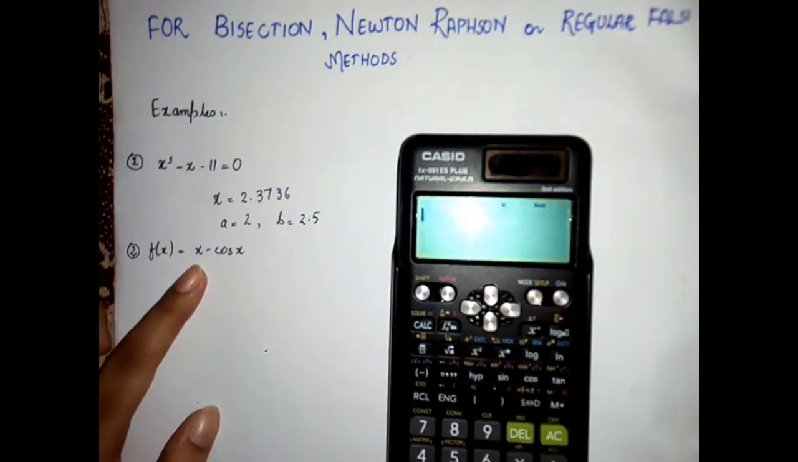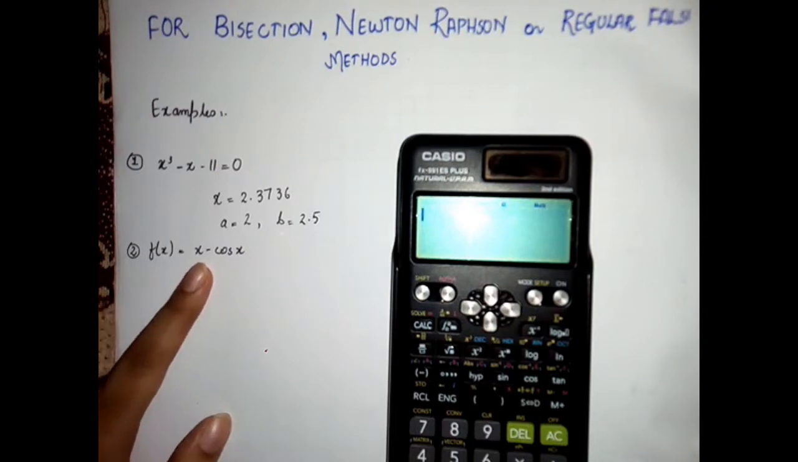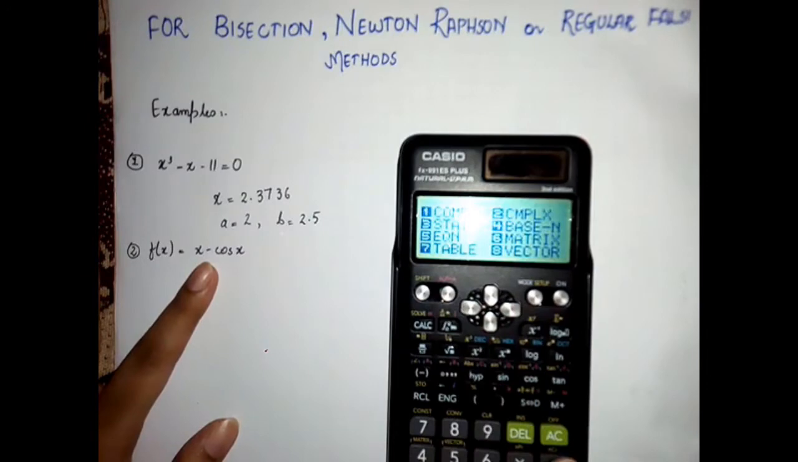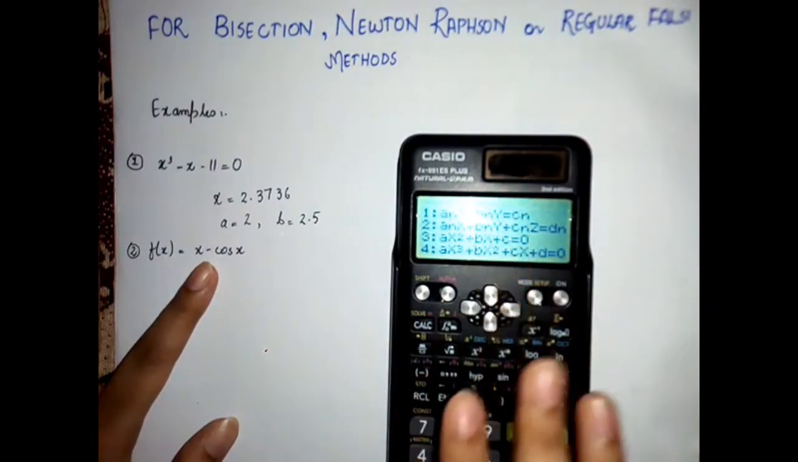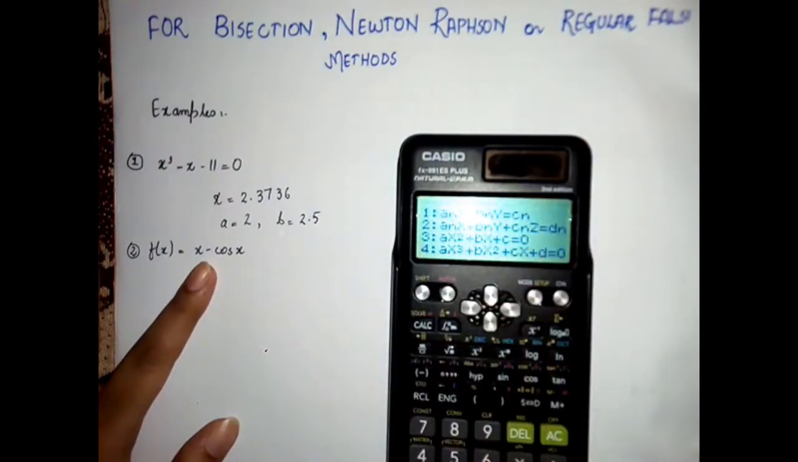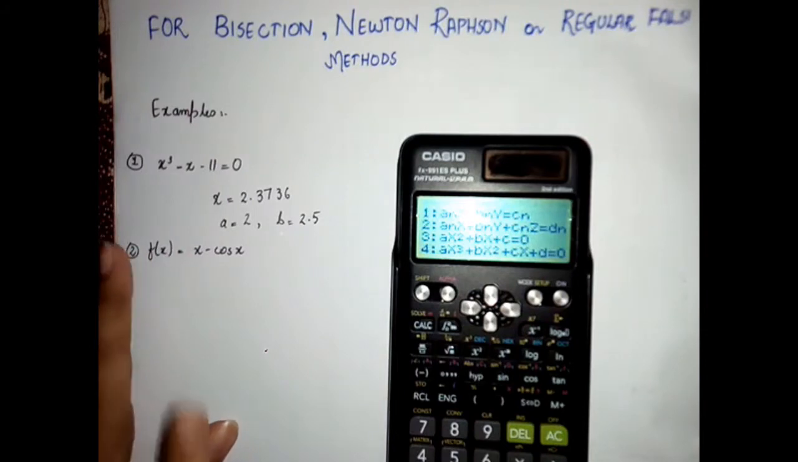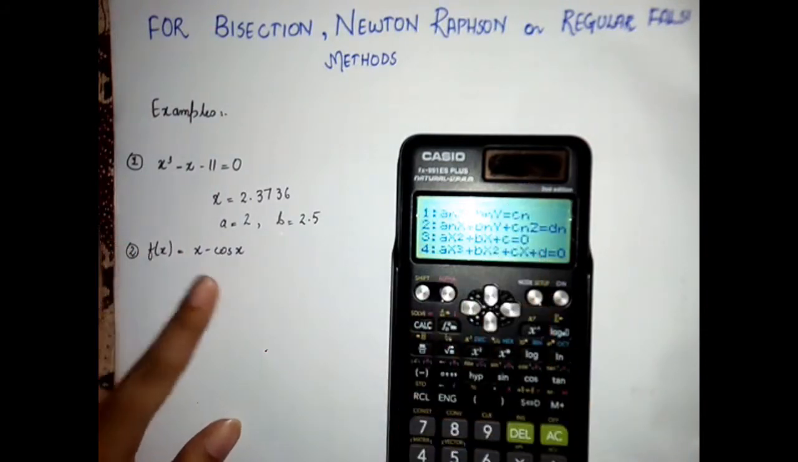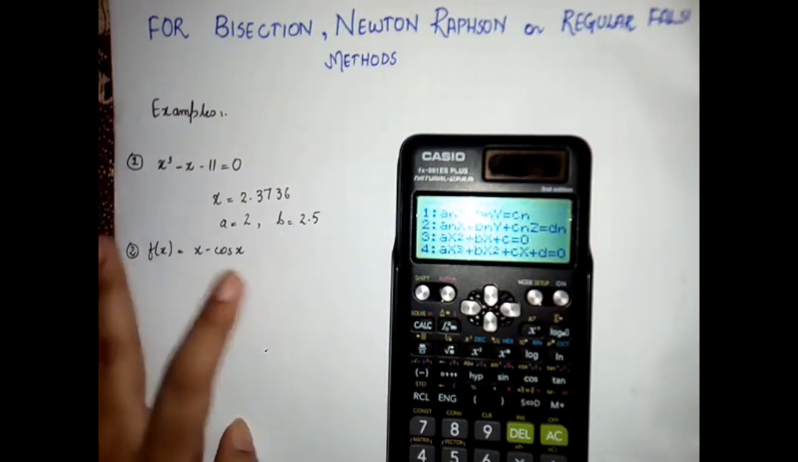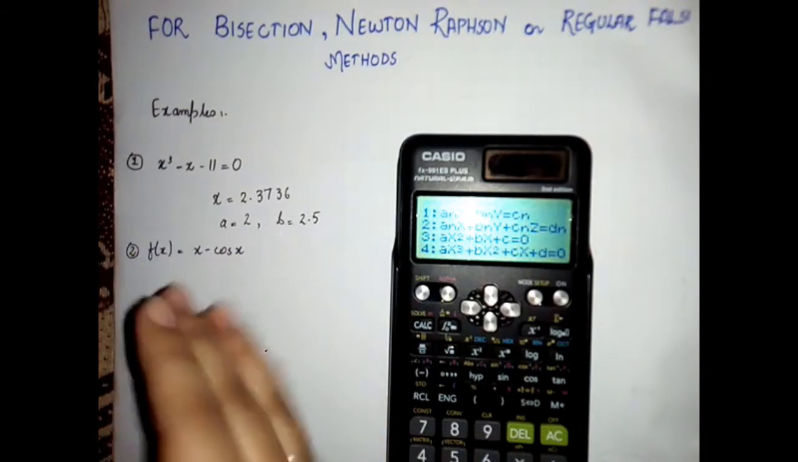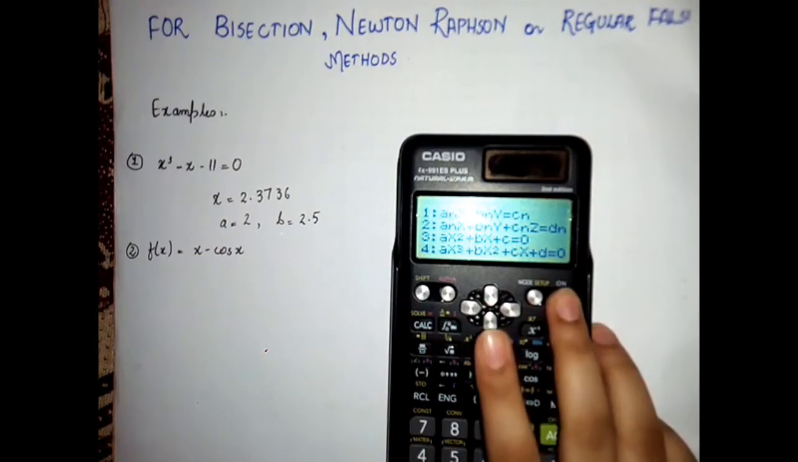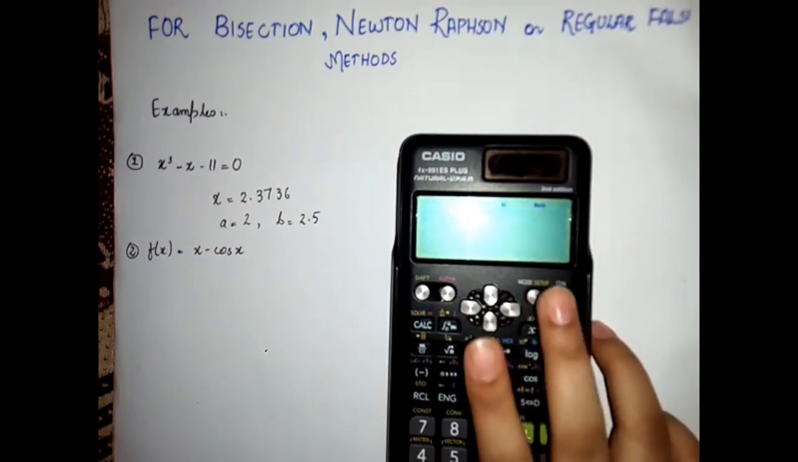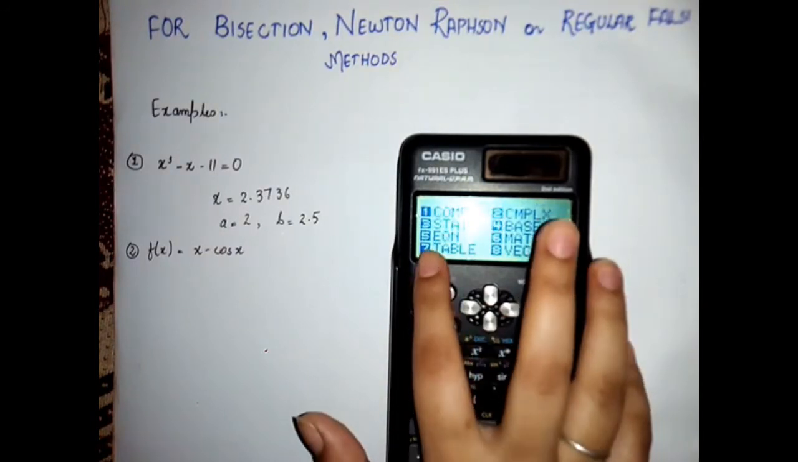In the second equation you can see that I have x minus cos x. What I said was that you have to go to MODE and then the fifth option, equation, and here you can see that these are all polynomials. None is a trigonometric function. How should I write this trigonometric function in these equations? I don't have any option. So how am I going to solve this type of equation in this calculator to find the value of x? What you are going to do is go to MODE and select the 7th option, table.